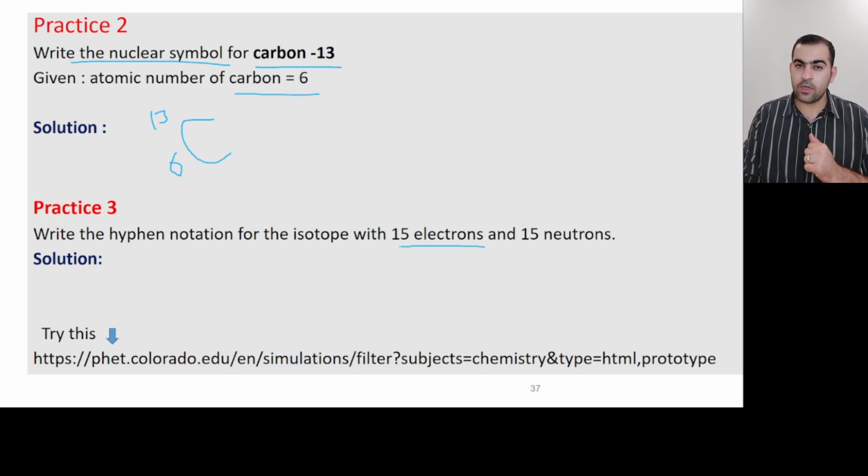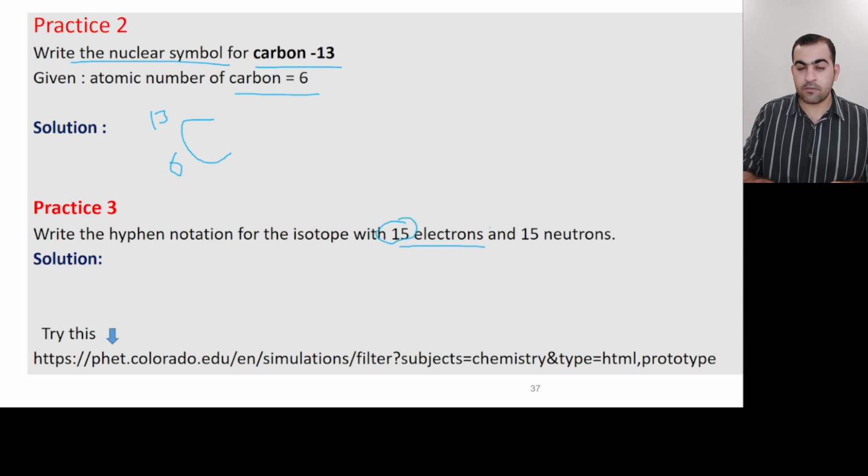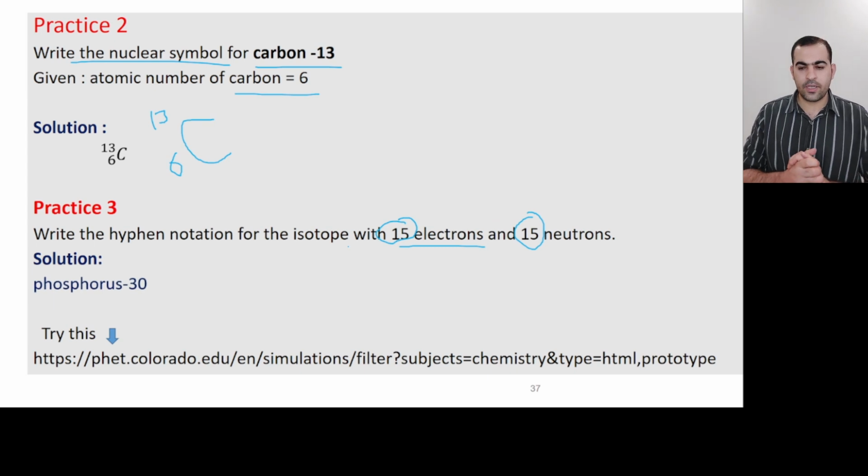Teacher, how can I know? I should be given the periodic table or the name in the exam. Then you can know it. So we have phosphorus, and the mass number is 15 protons plus 15 neutrons equals 30. This is the answer.